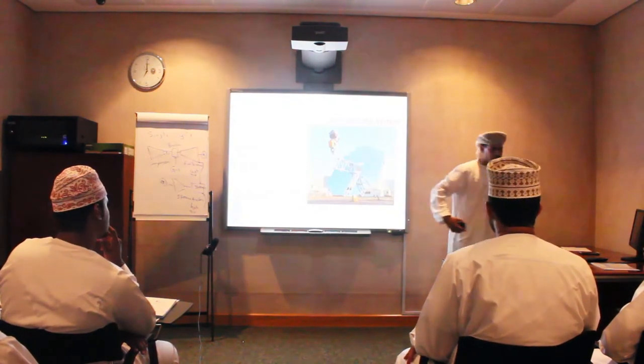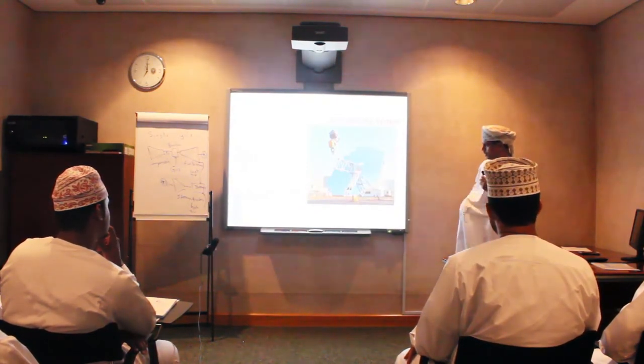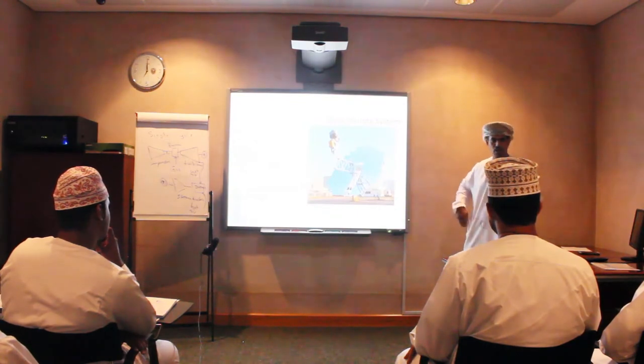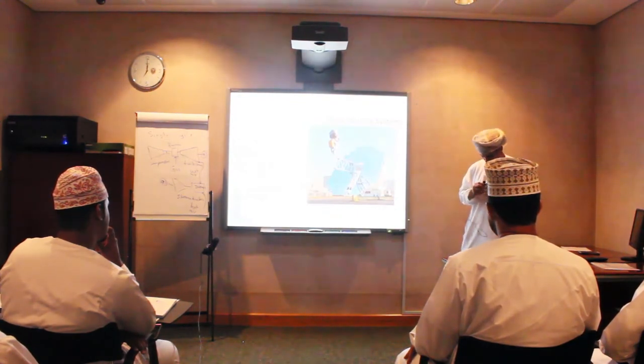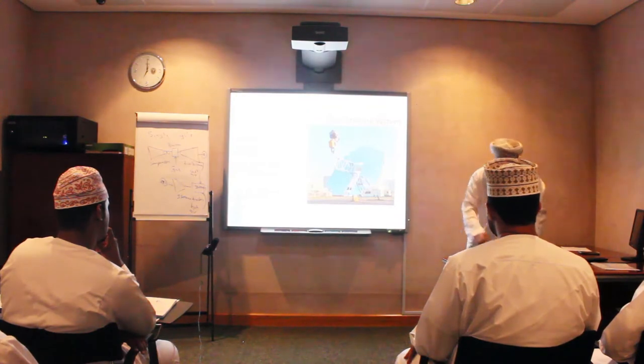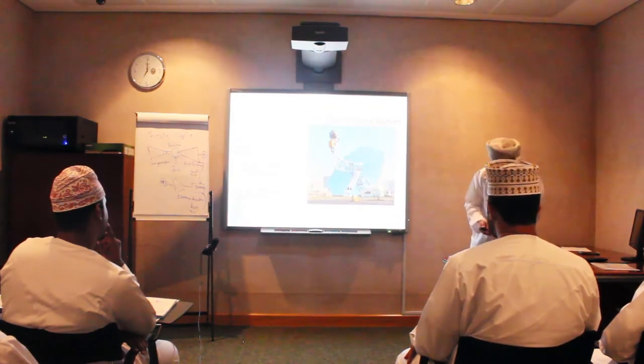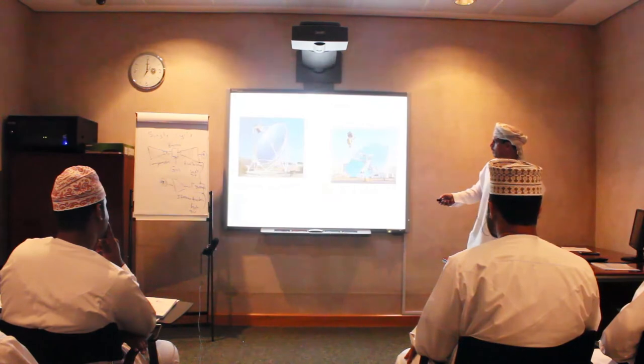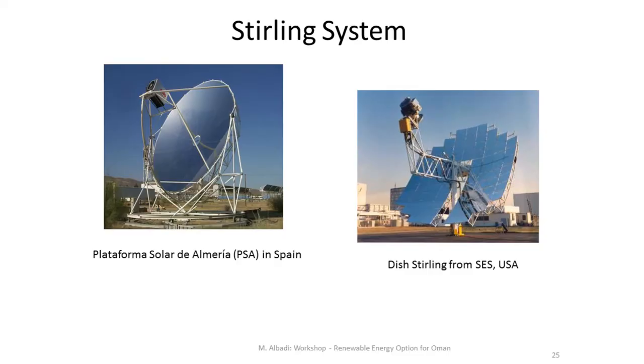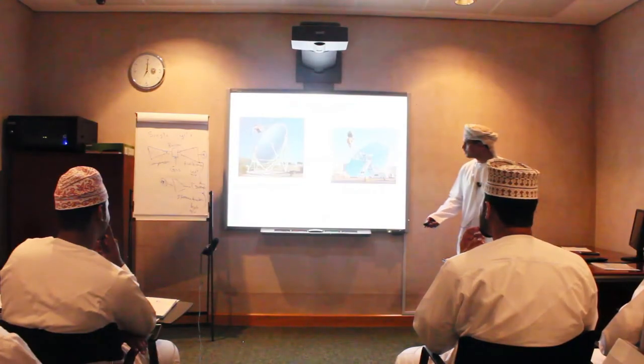This technology is also used, but it's not as popular as the other two technologies or two methods. These are two examples, so two companies that already have these systems. This company went bankrupt because of the decline in the cost of photovoltaic systems. We have also another company in Spain that is making these solar steering systems.